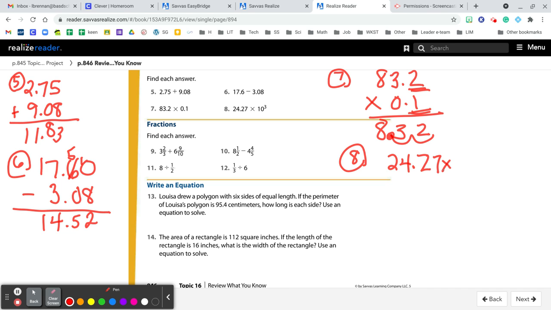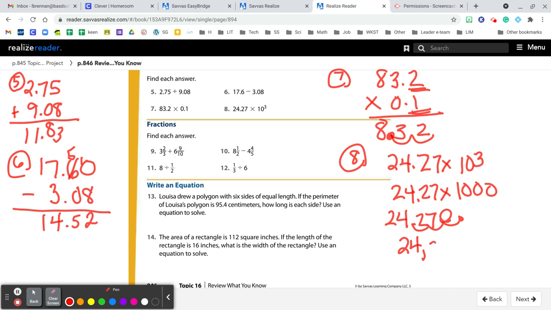24.27 times 10 to the third. And we know 10 to the third is going to be 1,000. We're multiplying by 1,000. We move the decimal 3 place values. So we're going to move it 1, 2, 3. So our final answer will be 24,270.